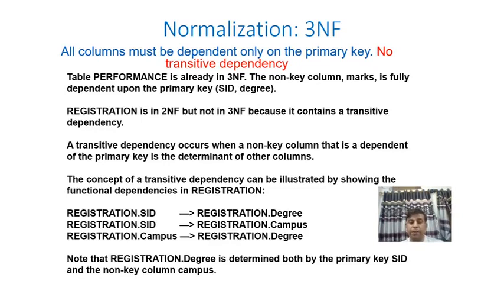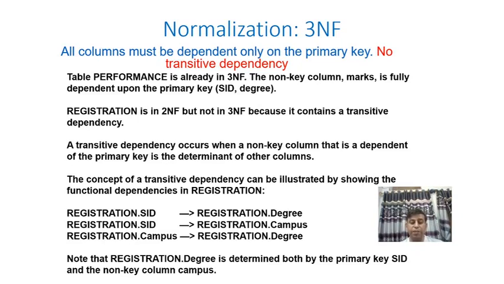A transitive dependency occurs when a non-key column that is dependent on the primary key is the determinant of another column. It means there is a non-key attribute that must be dependent on the primary key, but that non-key attribute is also the determinant of another non-key attribute. The other non-key attribute depends on this non-key attribute. So this is known as the transitive dependency. We must eliminate this kind of dependency. The concept of transitive dependency can be illustrated by showing the functional dependencies in registration.